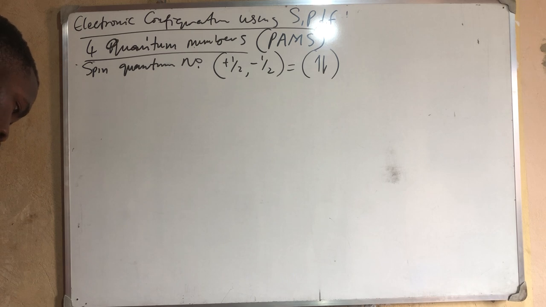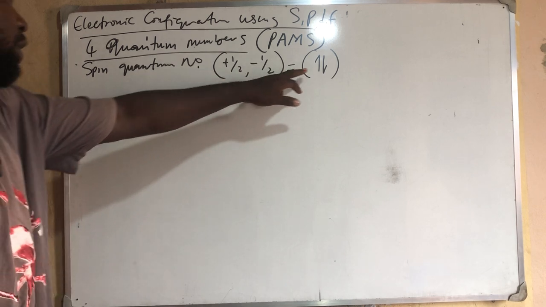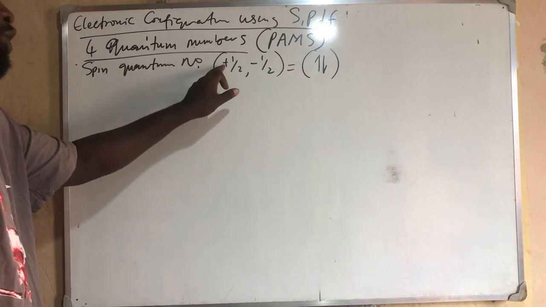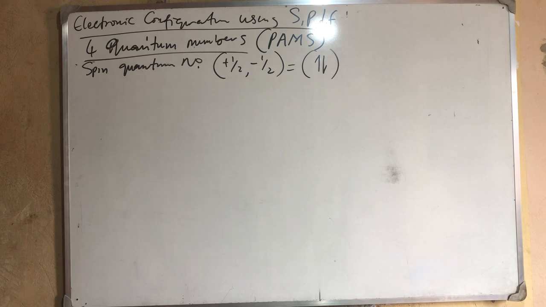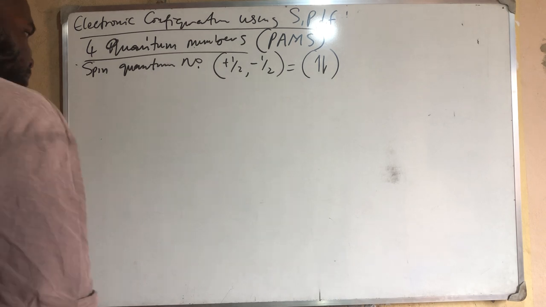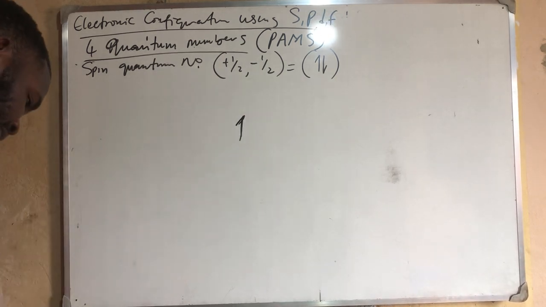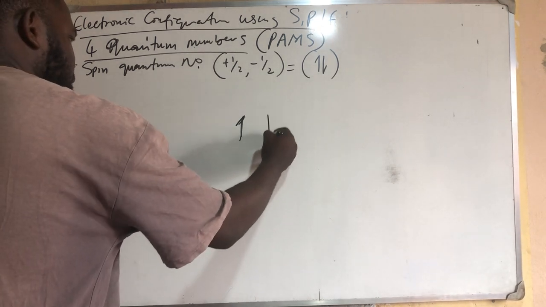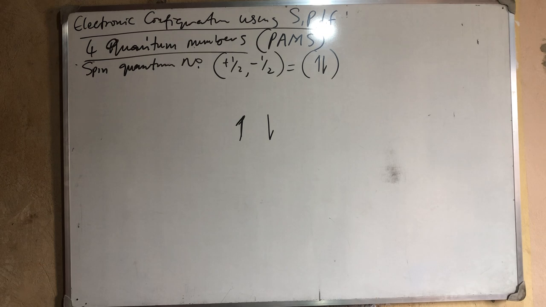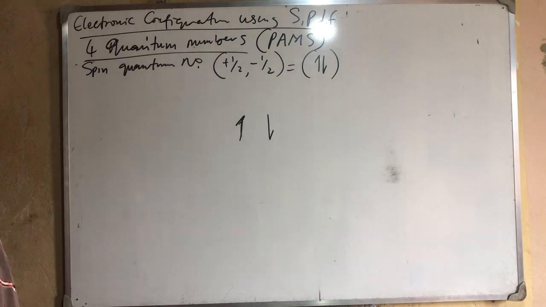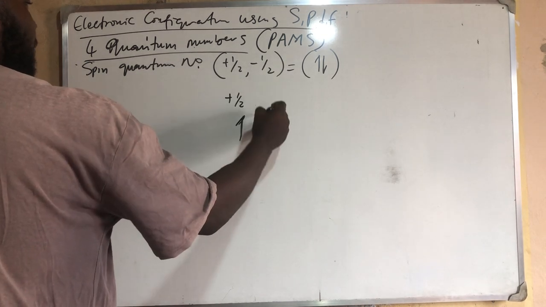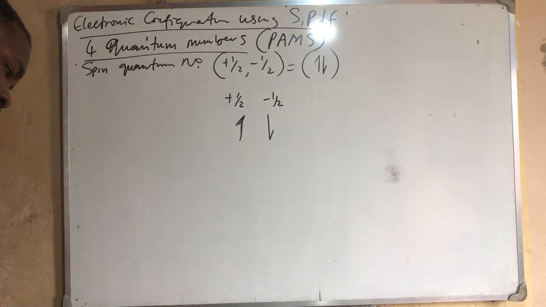The spin quantum number which shows the electron moving up is denoted by this, and the value is plus half. The one that shows it is going down is denoted by this, and is showing minus half. Write it down. The arrow pointing up is called spin up, while the one pointing down is called spin down. The value of spin up is plus half, while the value of spin down is minus half. You can write it down.